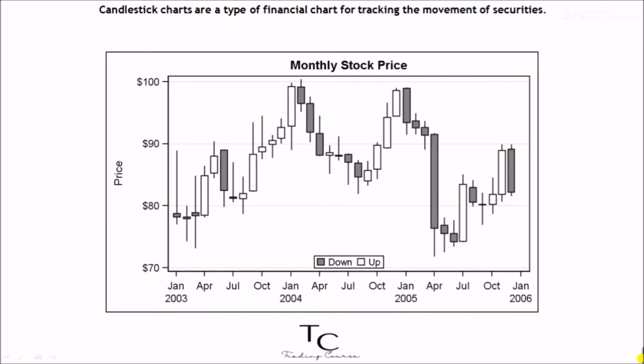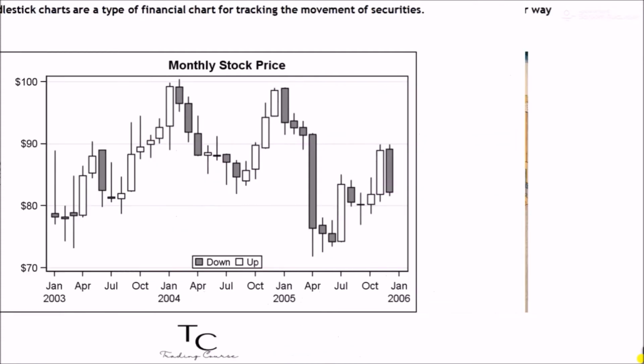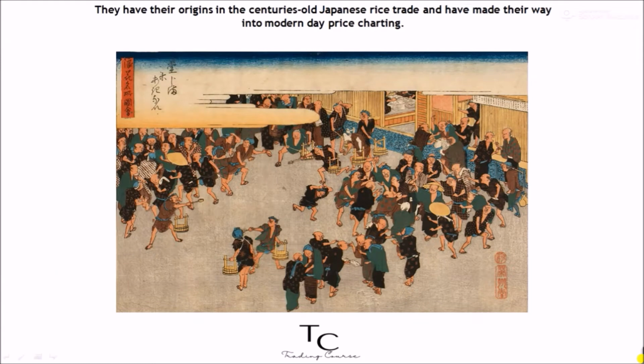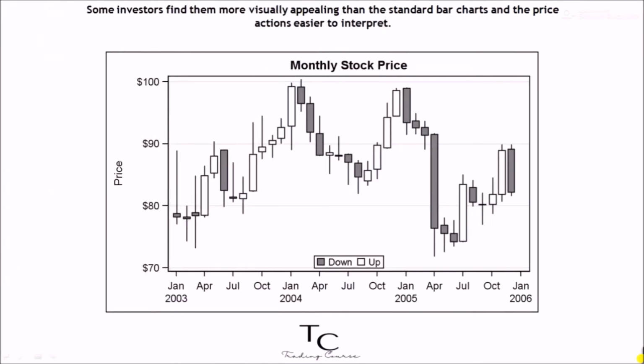Candlestick charts are a type of financial chart for tracking the movement of securities. They have their origins in the centuries-old Japanese rice trade and have made their way into modern-day price charting. Some investors find them more visually appealing than the standard bar charts and the price actions easier to interpret.